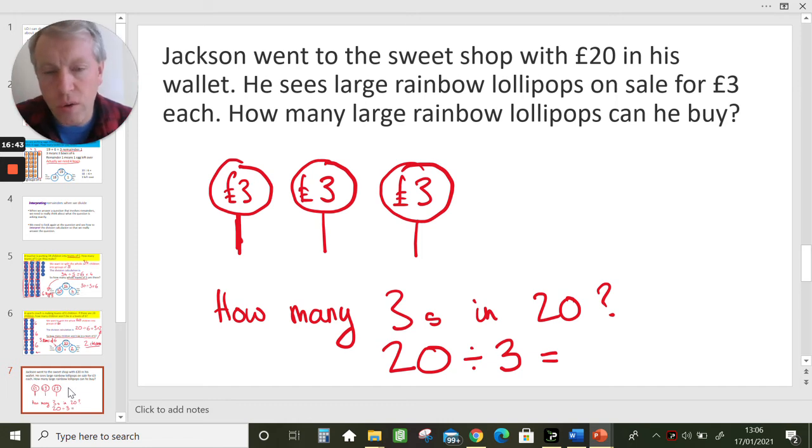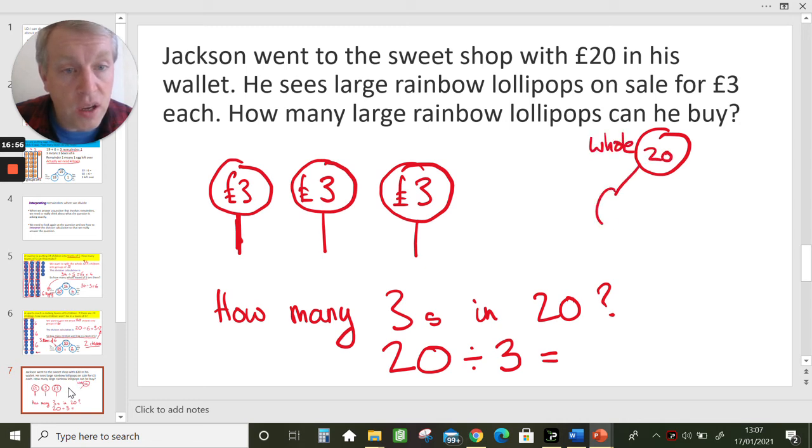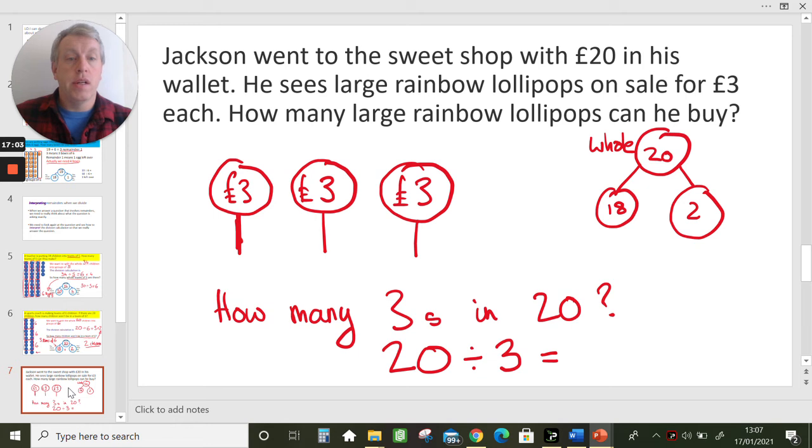Let's see. Use my 3 times table. I'll do it here. I'm going to split the 20, the whole 20 into 18 and 2. That's as close as I can get to 20 on the 3 times table. 18 divided by 3 is 6.